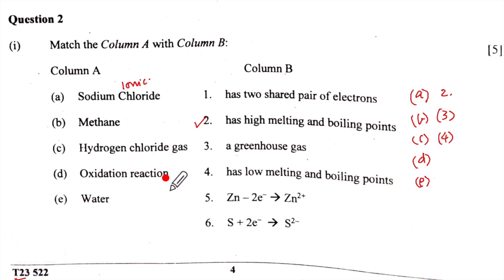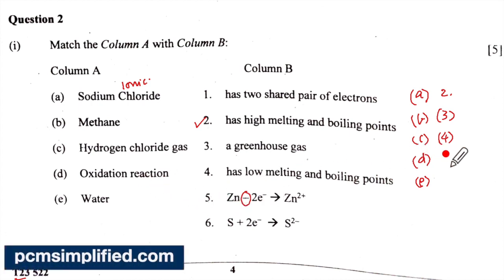Your D is oxidation reaction. So we finished 1, 2, 3, 4. Now out of these two, which one is oxidation? The oxidation is loss of electrons. That is the oxidation, right? So D will be the 5th one.